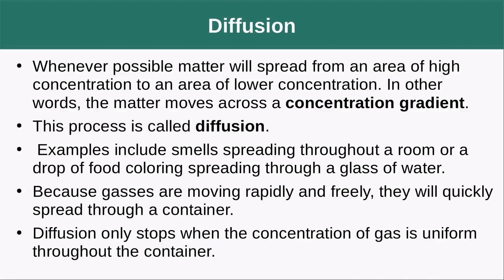Diffusion. Whenever possible, matter is going to spread from an area of high concentration to an area of lower concentration. To put this in more scientific words, the matter moves across a concentration gradient from an area of high concentration to an area of low concentration. This process is called diffusion. Some examples are smells spreading through a room or a drop of food coloring spreading through a glass of water. Because gases are moving rapidly and freely, they will quickly spread through the container. And diffusion only stops when the concentration of gas is uniform throughout the container.